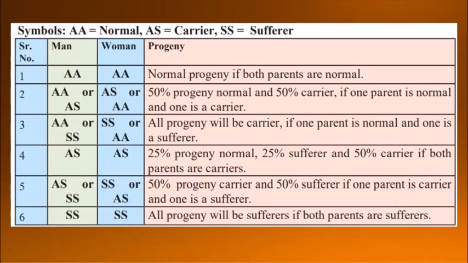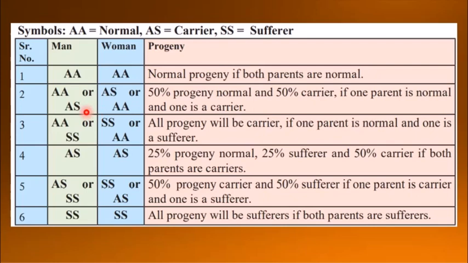Now, the symbol for a normal individual is capital A, capital A. For a carrier it is capital A, capital S, and for a sufferer it is capital S and capital S. Now, if two individuals get married, that is a man and a woman, and they both are normal, then their progeny, their offspring that will be produced, will be normal.